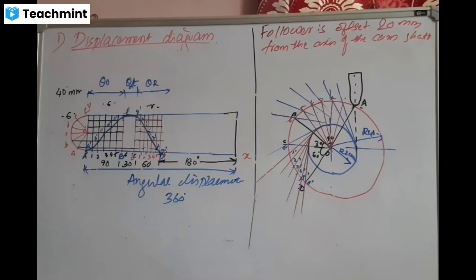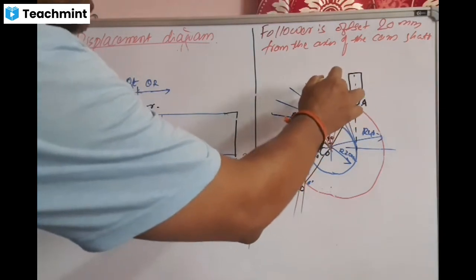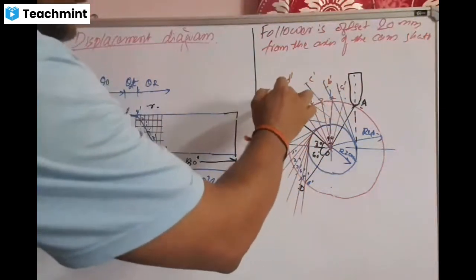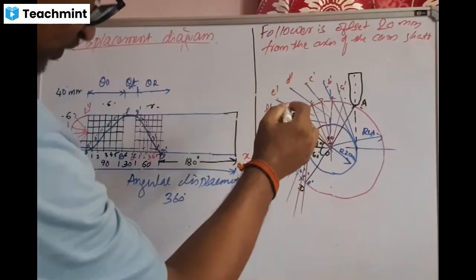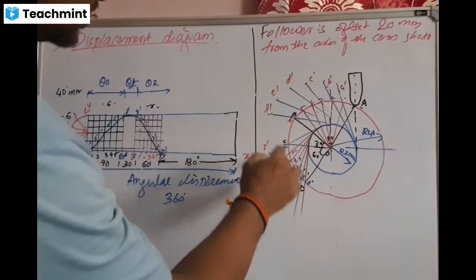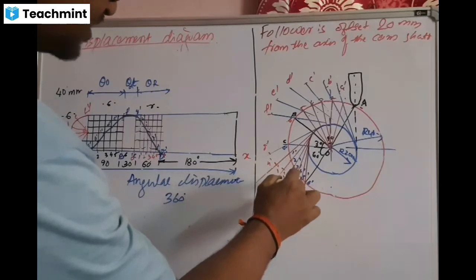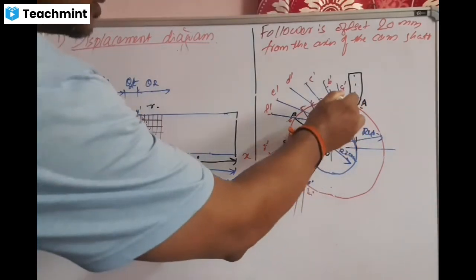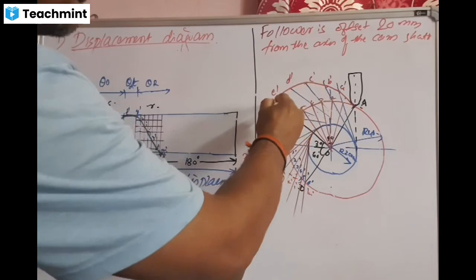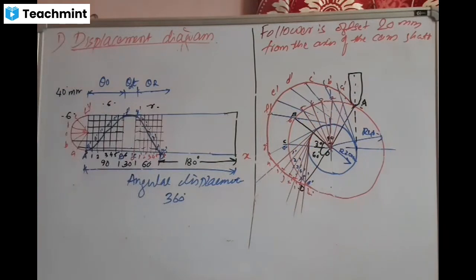Now next thing is that you need to measure the distances here. Here this will come A dash, B dash, C dash, D dash, E dash, F dash. Now this is what G dash, H dash, I dash, J dash, K dash, L dash, and M dash. Right? Now you join with a smooth curve here. This is what cam profile.